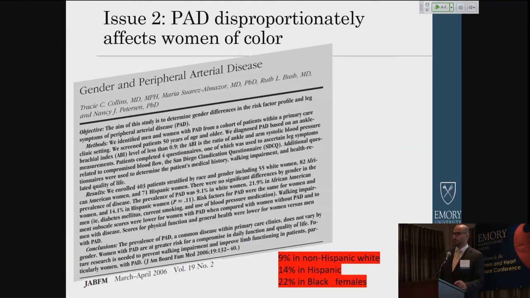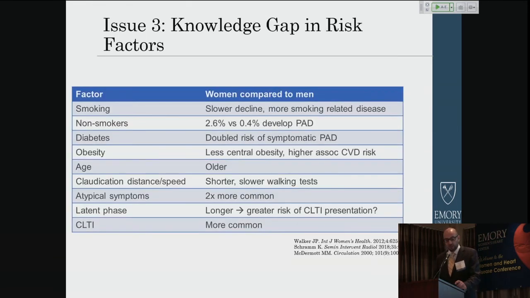A second issue in disparities is that PAD disproportionately affects women of color. In this study looking at women above 50 years old, it was clear that African American women have a higher likelihood of having peripheral arterial disease, a higher incidence rate compared to non-Hispanic whites and Hispanic females as well. So this is a disparity that is still recognized and under-managed until now.